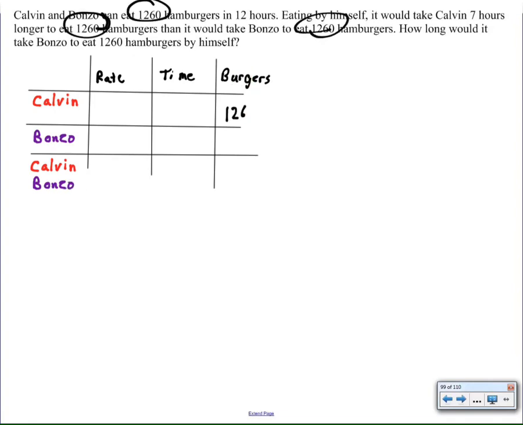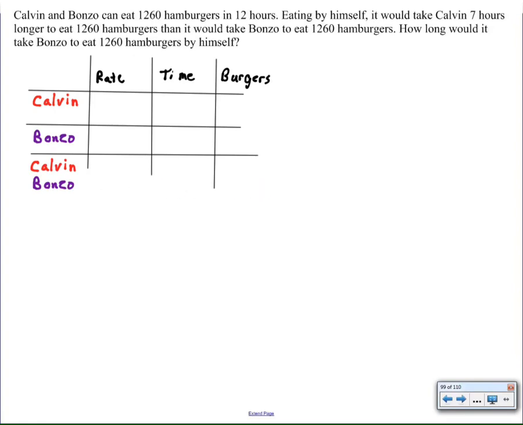The other thing that makes this different is in the lesson with Logan and Cassidy, we used a right triangle to find a relationship between the two. Here, we're using the fact that Calvin and Bonzo are combining their burger eating. So here is Calvin and Bonzo's combined rate and their time and their burgers as well.